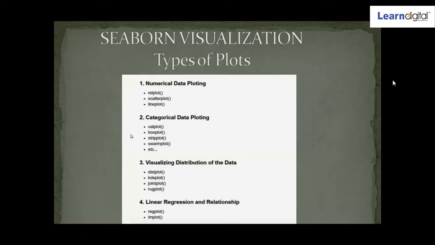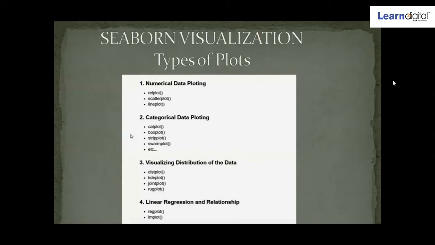Numerical data plotting. In this, there are 3 types of plot: relation plot, scatter plot, line plot. This means here you can use only the data that contains numbers. So the name is numerical data plotting. From the name only we get to know that we are going to use the data that contains numbers.